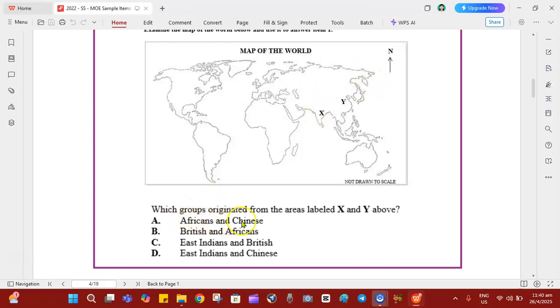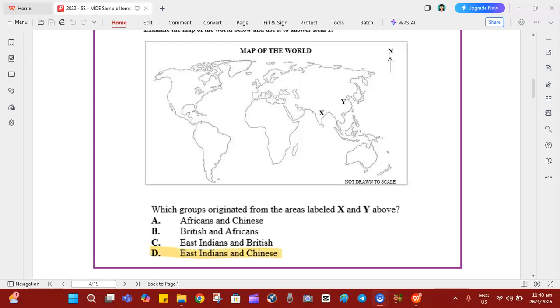A says Africans and Chinese, no. British and Africans for B, no. C says East Indians and British, no. D says East Indians and the Chinese, and that's correct. It's the East Indians and the Chinese that came from Asia.